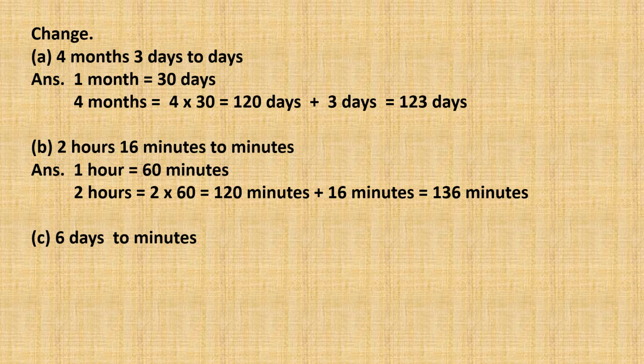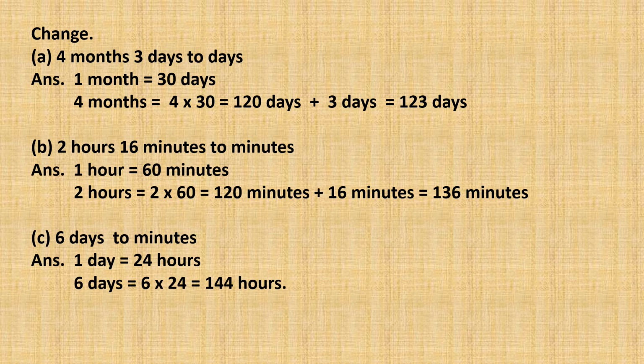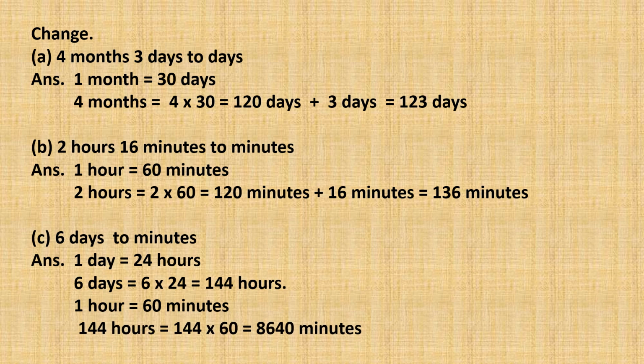Now C part question, 6 days to minutes. Okay children, now you have to change into minutes. So 1 day has 24 hours. So 6 days will be 6 into 24. That is 144 hours. First you will change days into hours and then hours into minutes. Now change this 144 hours into minutes. That will be 144 multiplied by 60, because 1 hour has 60 minutes. So when you multiply, you will get 8640 minutes.